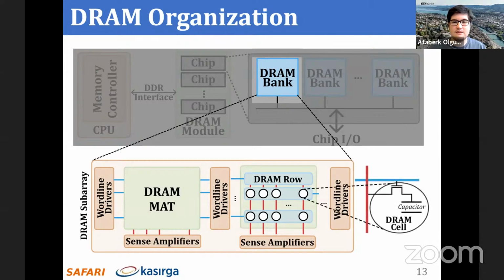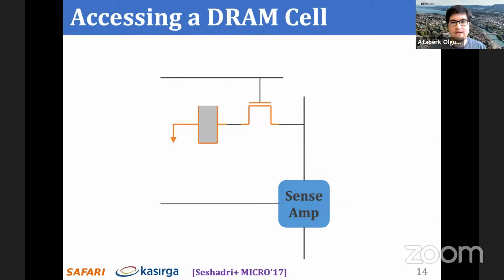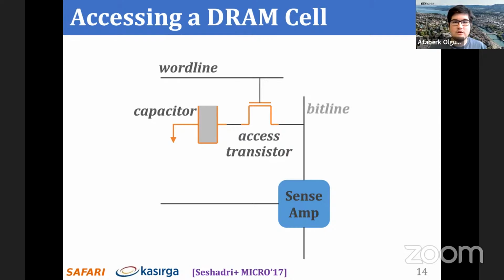And this is a simplified diagram of a DRAM cell. Now we will look at how we access that DRAM cell. This is a diagram showing how a DRAM cell is connected to a sense amplifier. So it contains two components. The capacitor stores data, and the access transistor determines if the cell is being accessed. The access transistor is controlled by the wordline, which is enabled to connect the DRAM cell to its bitline. The bitline bar is essentially the inverse of the bitline used in the sense amplification process.